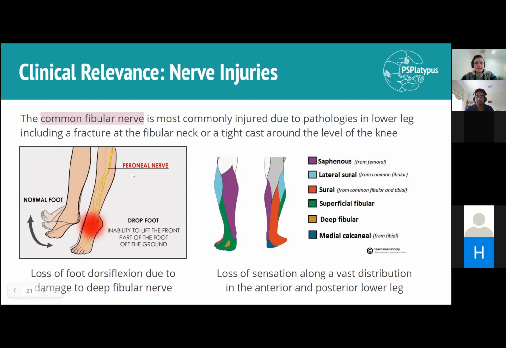So this is something you can test during a clinical examination. If they've lost sensation around these specific dermatomes, then you're thinking, okay, there might be something causing the common fibular nerve to be irritated, specifically its sensory components.